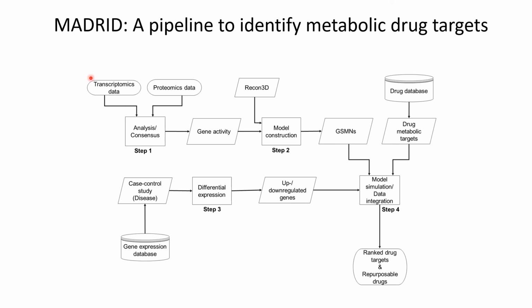Finally, we came up with this automated pipeline that analyzes transcriptomics data and proteomics data and combines them to identify active genes. With the help of Recon 3D, we can generate genome-scale metabolic networks for specific cell types, and then utilizing different drug databases, we can map these and do the perturbation analysis. Then, using the disease data from the case control studies, we can identify differentially expressed genes, group them into up and downregulated, and compare the results of perturbation analysis with the differentially expressed genes. We can utilize the formula we used in our study to rank different drug targets and to identify repurposable drugs.